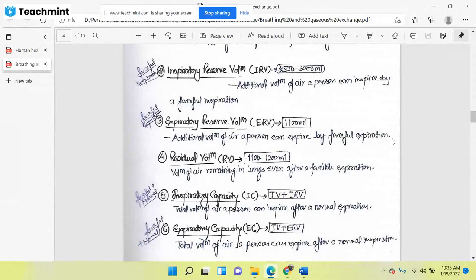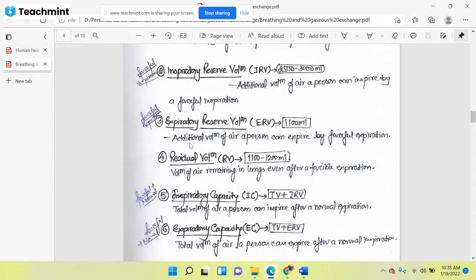So if we forcefully expire, if we try to remove some of the extra air from our lungs, that is called expiratory reserve volume, and it is around 1.1 liter, or 1100 ml.